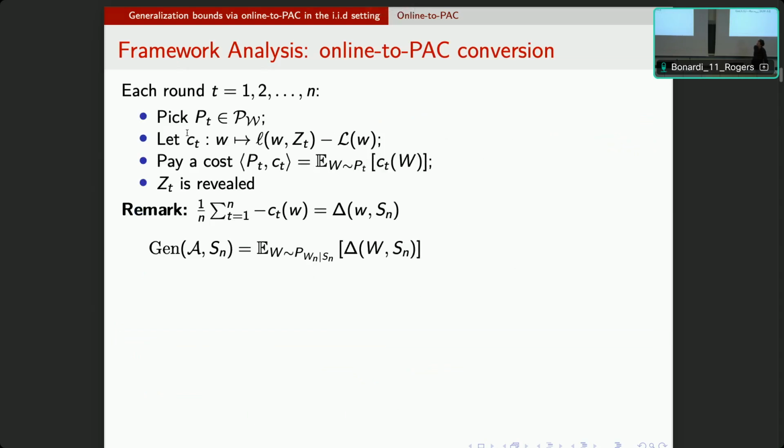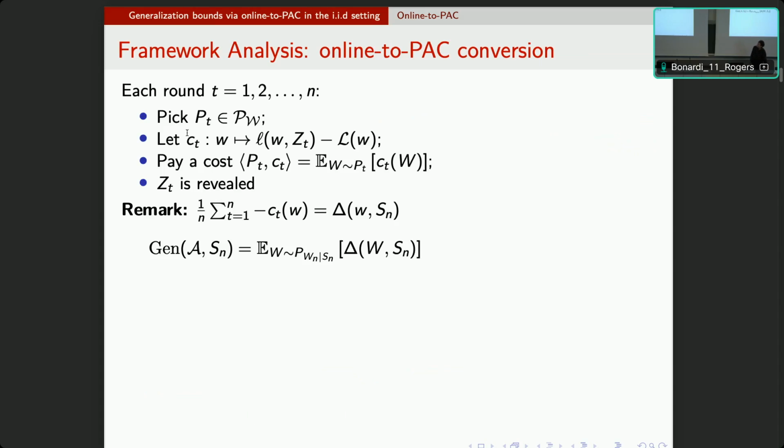So at each round, there is a learner that picks a distribution P_t in the class of distributions over W. The environment reveals the cost c_t, which is kind of like the minus generalization gap on one data instance point. And the learner pays the cost, which is defined as the expectation of the cost revealed by the environment under the probability distribution picked at the beginning of the round. And finally, at the end of the round, Z_t is revealed.